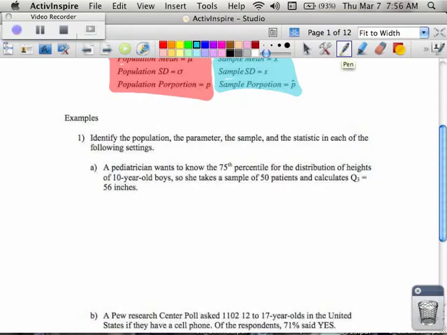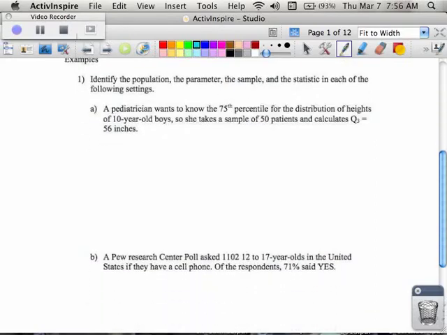In this next part, we have an example, so just to talk about which things are which. We're going to try and figure out what the population is, the parameter, the sample, and the statistic in each of these examples. So in letter A, we have a pedestrian who wants to know the 75th percentile for the distribution of heights of 10-year-old boys. So she takes a sample of 50 patients and calculates Q3 to be 56 inches. So first, let's talk about the population. What's the population? 10-year-old boys, very good.